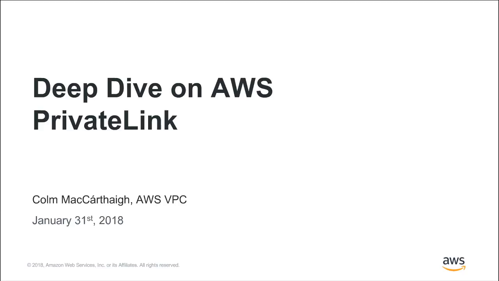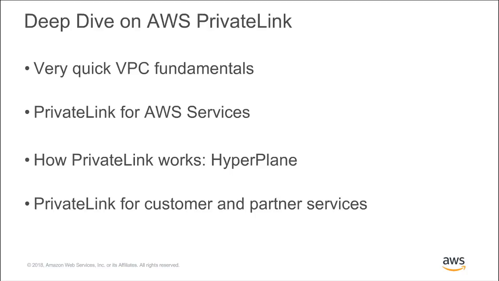We're going to cover some very quick VPC fundamentals, just a small review of what VPC is so that the rest of this makes sense. Then we're going to cover AWS PrivateLink for AWS Services, a little bit about how PrivateLink works under the hood, both because it's interesting and because it will help us make sense of the tenancy models for PrivateLink and some of its capacity and scaling limits and so on.